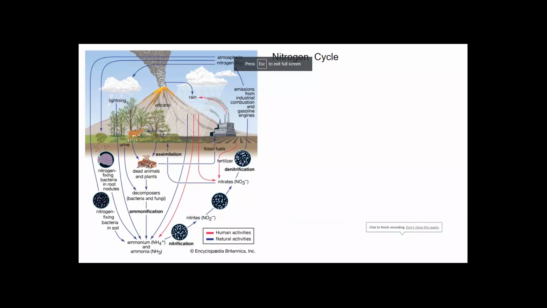Okay, this presentation will look at the nitrogen cycle. And we know the nitrogen cycle already. We start with atmospheric nitrogen, which can be converted into ammonium compounds through nitrogen-fixing bacteria in root nodules or nitrogen-fixing bacteria in the soil.